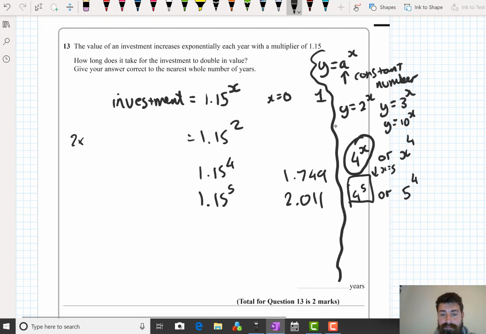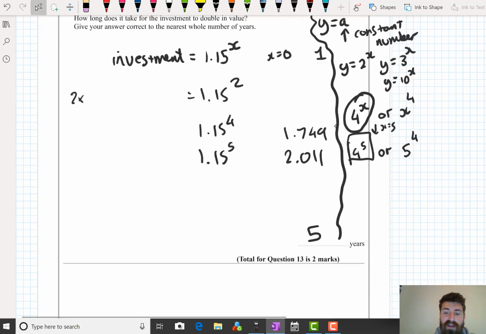After 5 years, it's now doubled in value, so correct to the nearest whole number of years, because it's actually 2.011, it's happened somewhere in the 5th year, maybe midway through, maybe in July rather than all the way at December, because at December it's over doubled by just a small bit. So to the nearest whole year, it's happened in the 5th year. We don't know where, but it's happened in the 5th year.